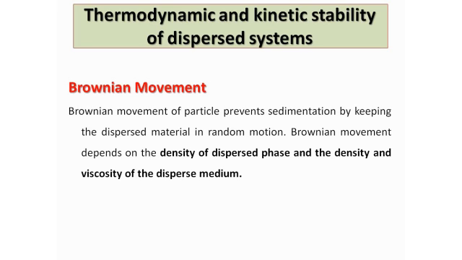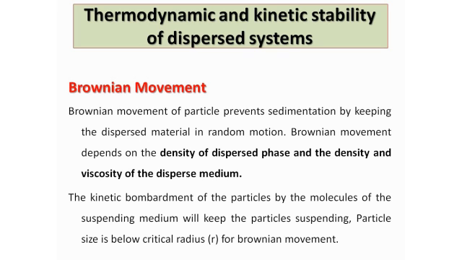The Brownian movement depends on the density of the dispersed phase, how much of the dispersed phase is present in the suspension. Moreover, it also depends upon the density and the viscosity of the dispersion medium. The kinetic bombardment, meaning the random movement of the particles of the dispersed phase by the molecules of the suspending medium, will keep the particles suspended. But the particle size should be below the critical radius for Brownian movement. If the particle size is greater than the critical radius value, then Brownian movement doesn't occur in the suspension.